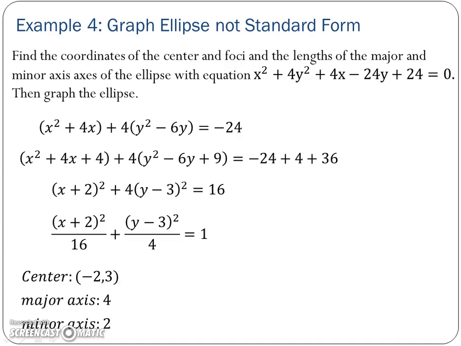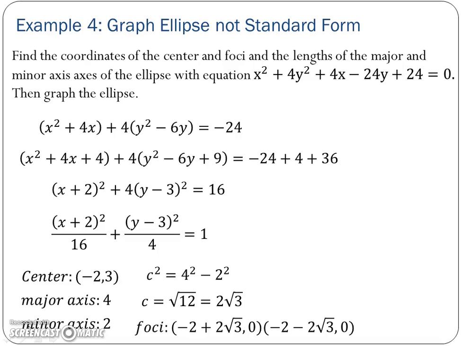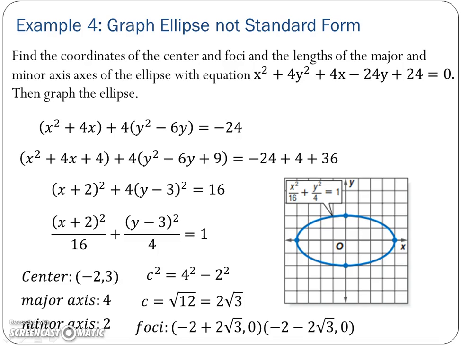Okay, then our foci is the 4 squared minus 2 squared, which is square root of 12, which becomes 2 radical 3. And then we're going to subtract that and add it from the center. So it becomes (negative 2 plus 2 radical 3, comma 3), and (negative 2 minus 2 radical 3, comma 3). Okay, the length of the major axis is still 8 units, and the length of the minor axis is still 4. So we get our graph right here.